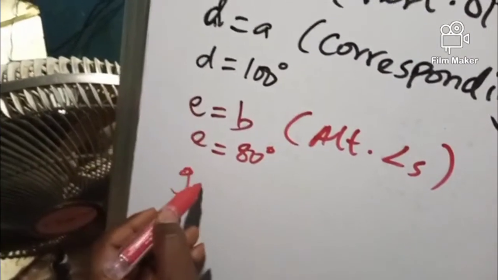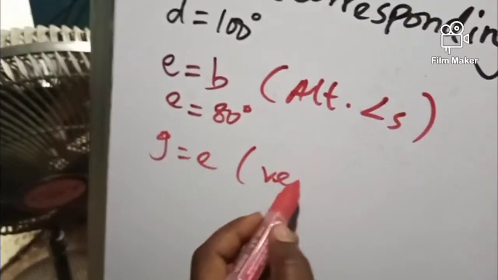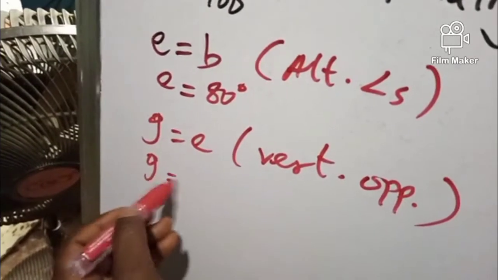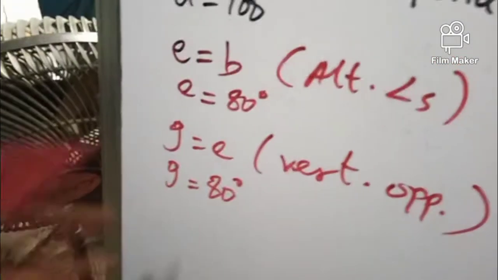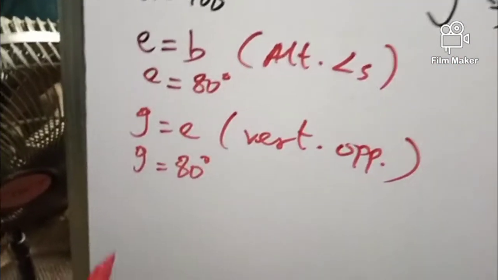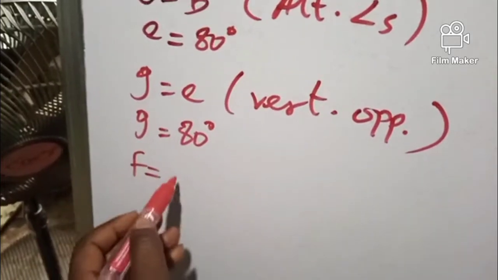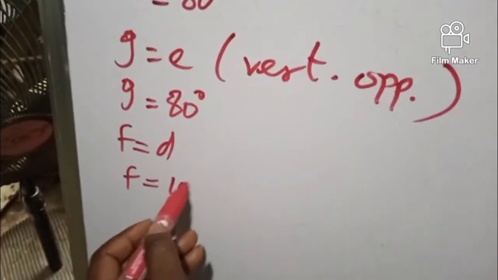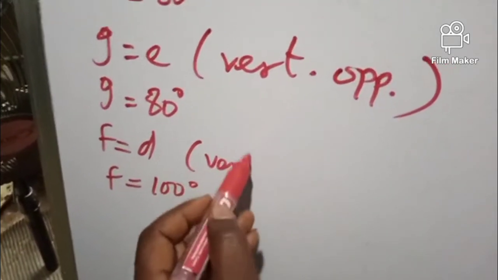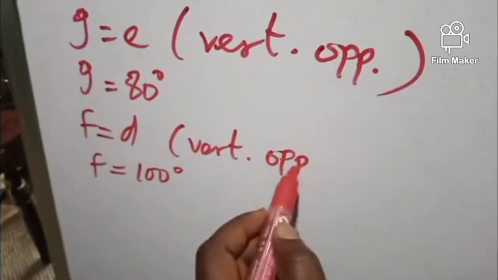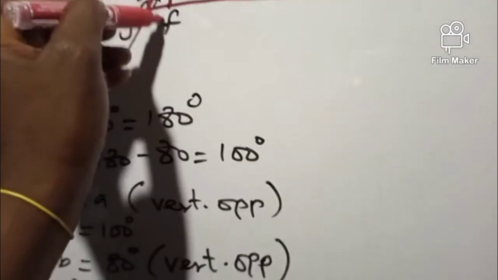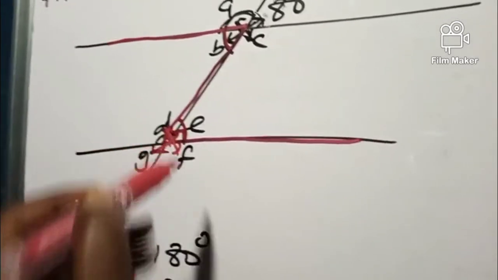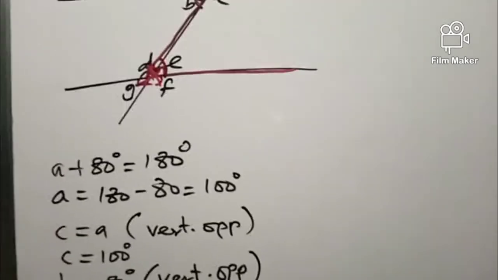G is equal to E because they are vertically opposite angles. Then G is equal to, what is the value of E? 80 degrees. Then F is equal to D. What's the value of D? We got D to be 100. So the reason, vertically opposite also. So you can see it here. F and D, they are vertically opposite. Then E and G, they are vertically opposite. So that's for that example.